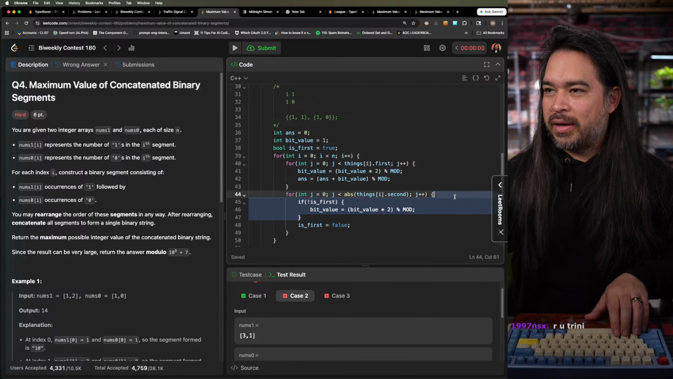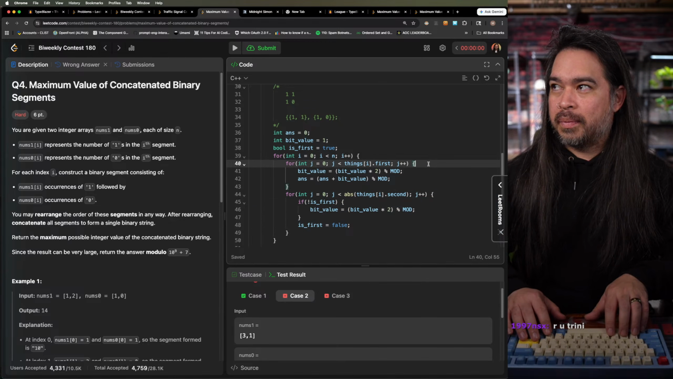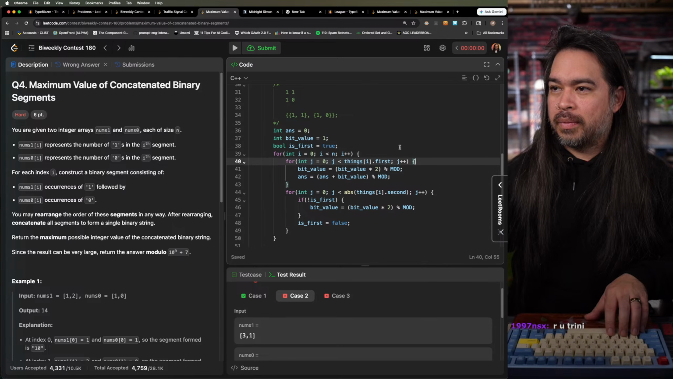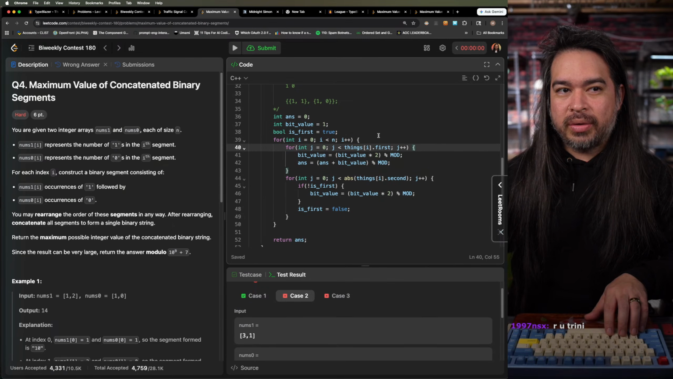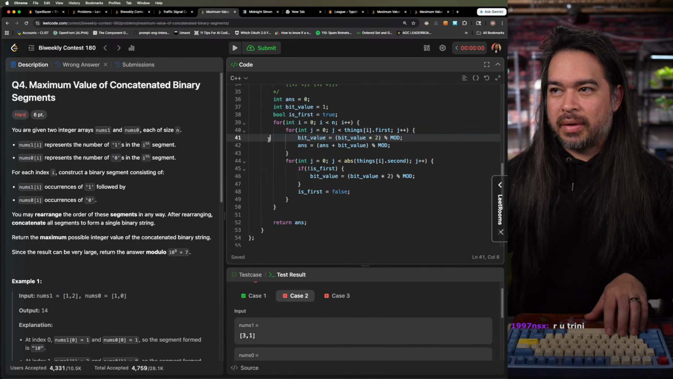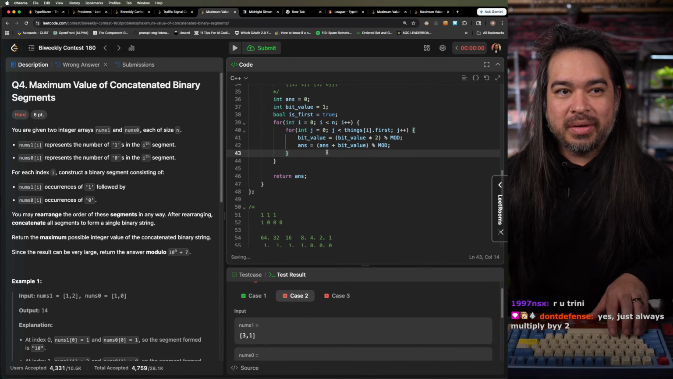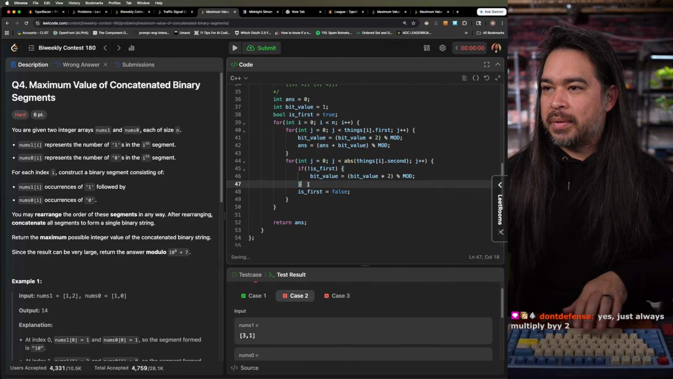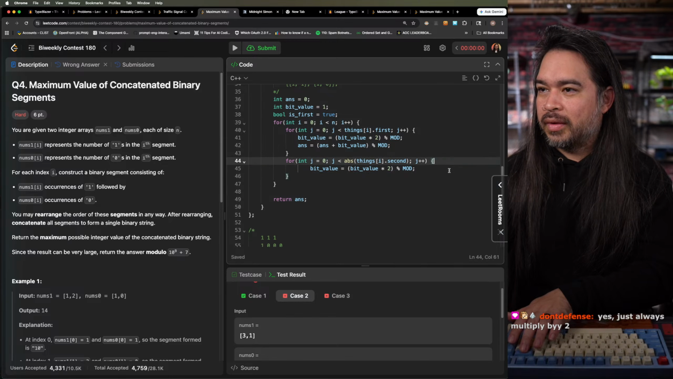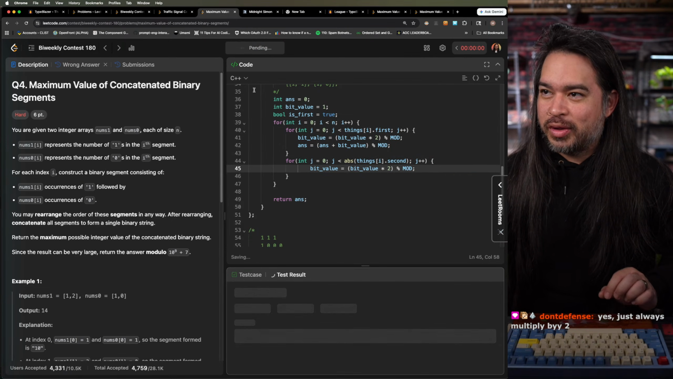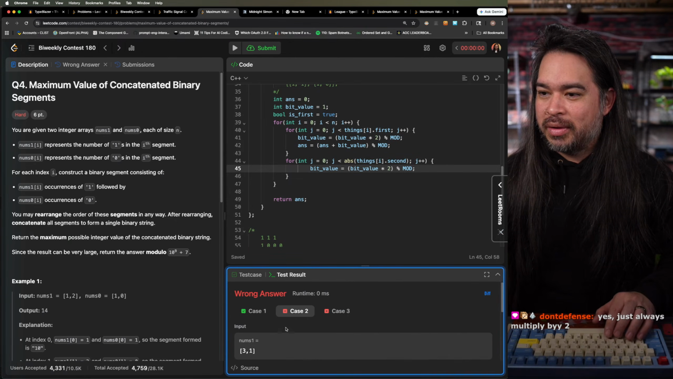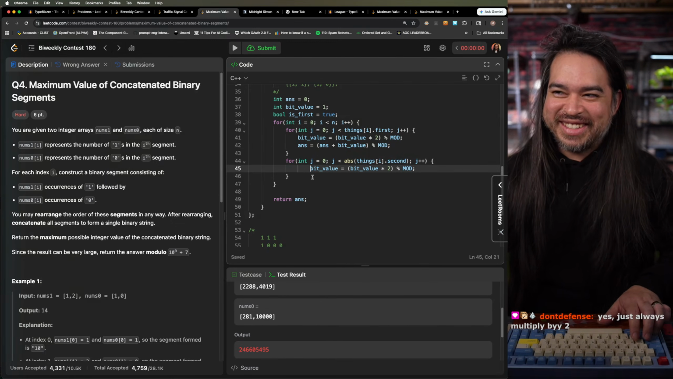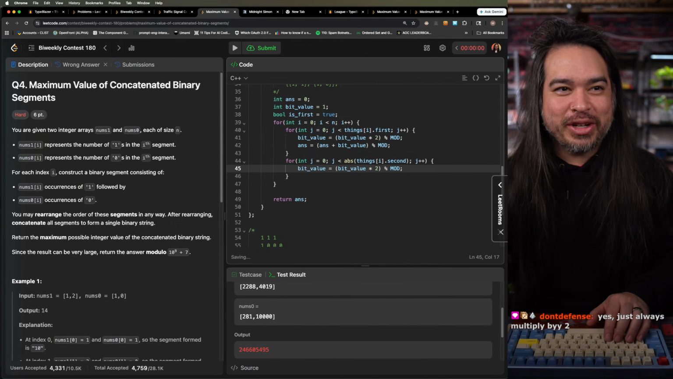But then this first value thing is going to mess with it. I don't know, man. You guys are confusing me now. Just always multiply by 2? I swear, I am so confused about this problem now. Like, this doesn't make sense to me. But anyways, am I Trini? No, I'm not Trini. I'm from Jamaica.